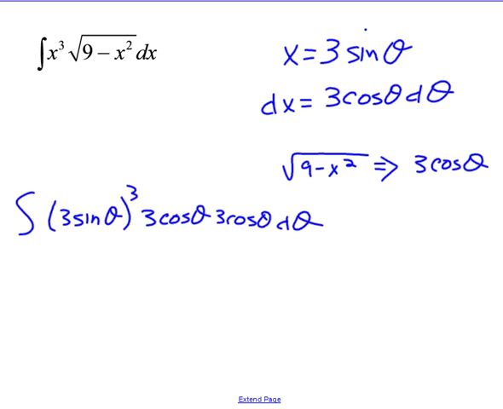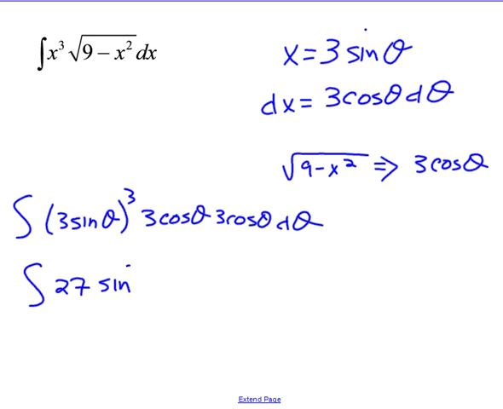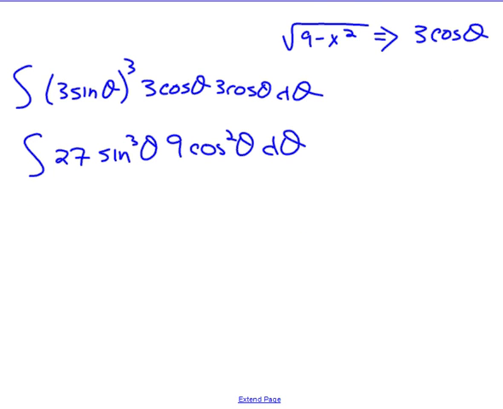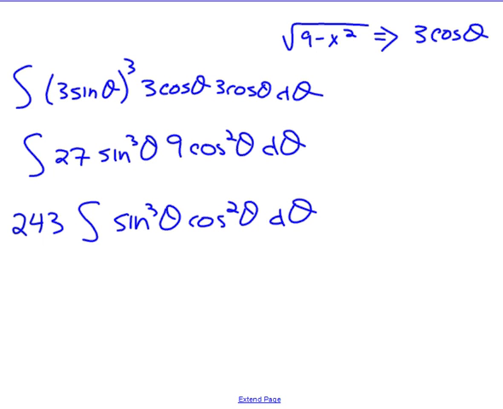Let's move that all down just a little bit, so I have a little more space. Let's try and clean this up a bit before we proceed. So I'm going to cube my 3. That gives me 27. I'm going to have sine cubed theta, and I'm going to have 9 cosine squared theta d theta. And I can even pull out my entire constant, which is 243.